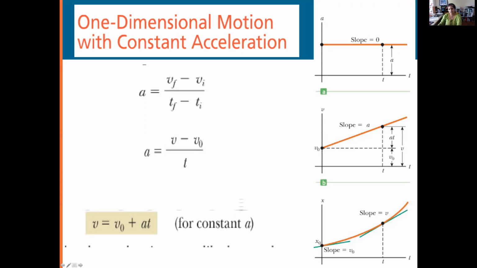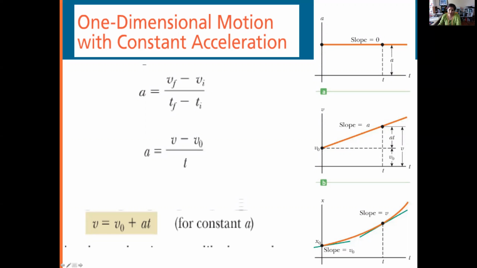What does that tell us? That tells us that the velocity is increasing with time. Okay, it's a positive slope, so my object must be moving to the right with an increasing velocity. And not only that, but the velocity is increasing at a constant rate.